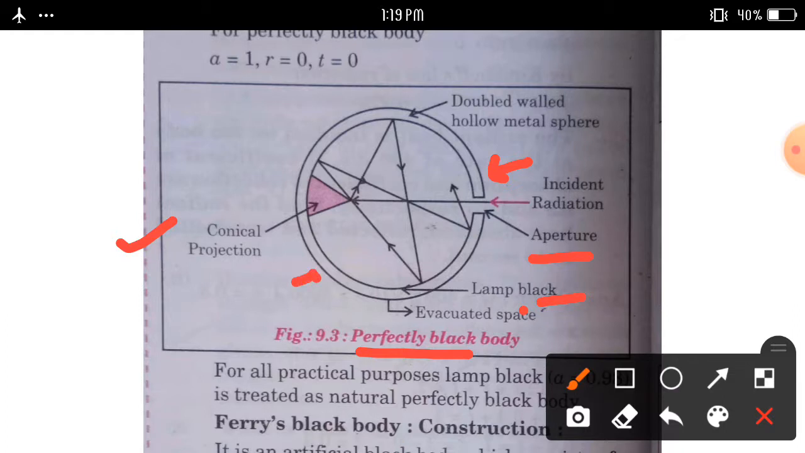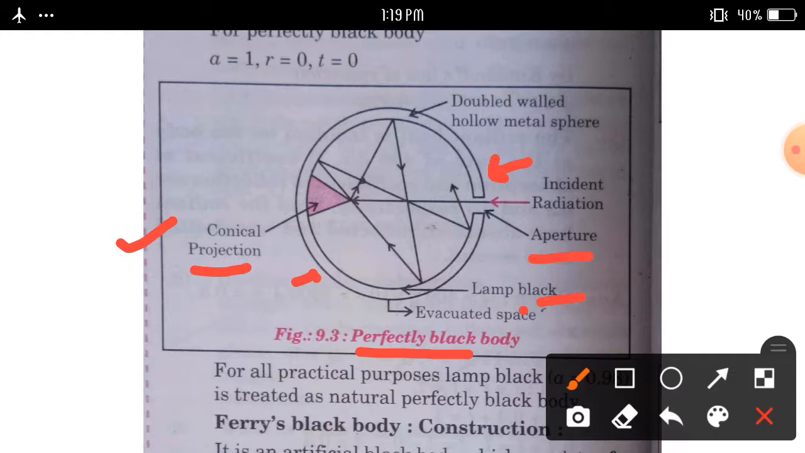The outer surface is polished, nickel. It has a conical projection. Here is a conical projection diametrically opposite to the aperture. The conical projection and aperture are opposite to each other. The space between the two walls is evacuated to avoid loss of heat by conduction and convection.